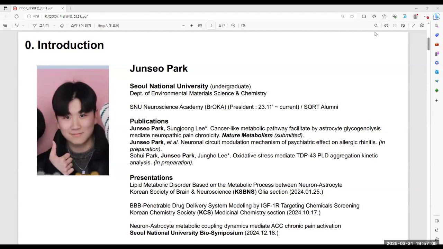I'm Junseo Park, and I'm an undergraduate student at Seoul National University. I define myself as a biochemist, working in biochemistry fields. My major research is this, my first publication, which was submitted to Nature Metabolism, and I want to figure out a molecular mechanism for how neurological or psychiatric disorders become chronic states.